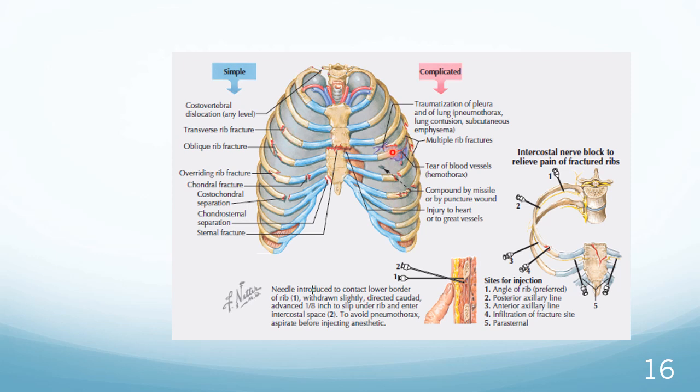In case a segment of ribs is fractured, this segment will move in the opposite direction to the respiratory movement. In inspiration, this segment will be sucked inward due to negative intrathoracic pressure. While in expiration, this segment will bulge outward due to positive intrathoracic pressure. This movement is called paradoxical movement.